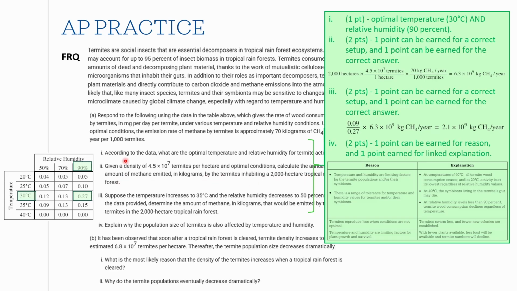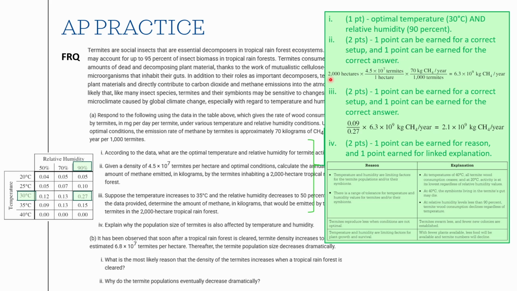So a little bit of math here. You may have been thrown off, like, why are we doing math here? I'm just kind of throwing this in as an example. They can put math in any kind of FRQ, whether it's looking at population growth or climate change. So this is a 2-point question: 1 point earned for the correct setup and 1 point earned for the answer. So the setup looks like this.